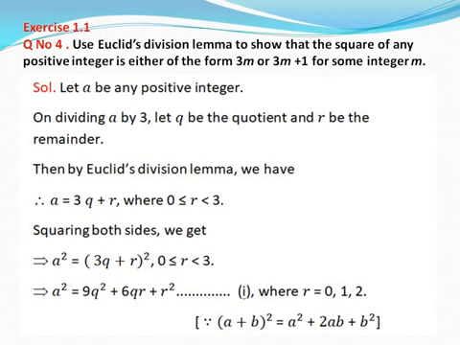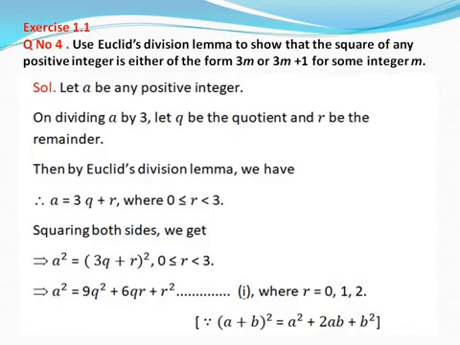Solution. Let a be any positive integer. On dividing a by 3, let q be the quotient and r be the remainder. Then by Euclid's division lemma, we have a equal to 3q plus r, where 0 is less than or equal to r, less than 3. Remainder is always less than divisor.